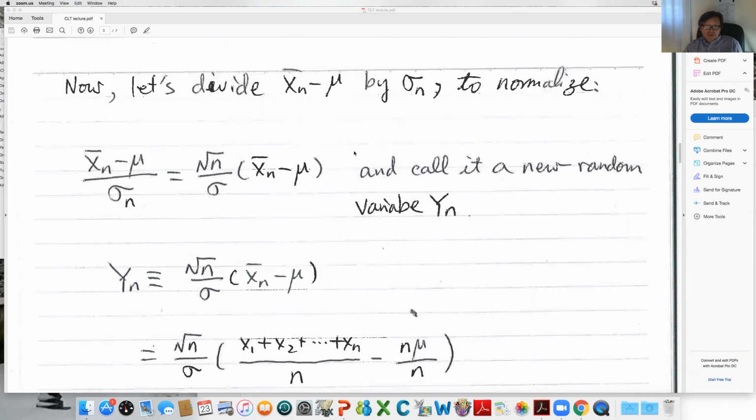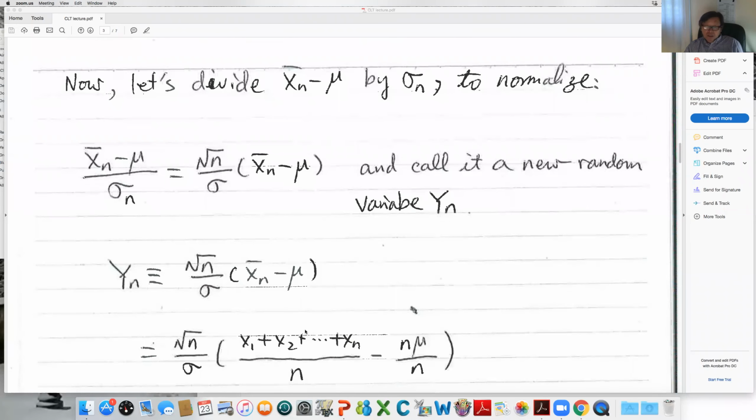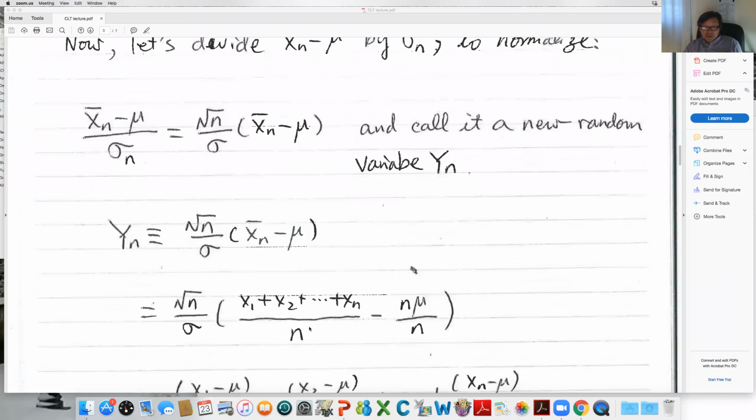And so we define that, and then we will find that because this sigma n is sigma divided by square root of n, I put the sigma here, and the square root n goes to the top. So this is just algebra. I'm going to call this new quantity a new random variable, yn. So this yn is a new random variable, and we'll see the value of this very soon.